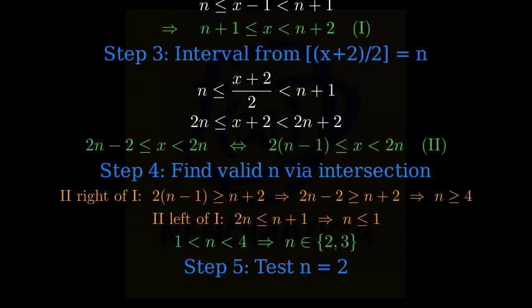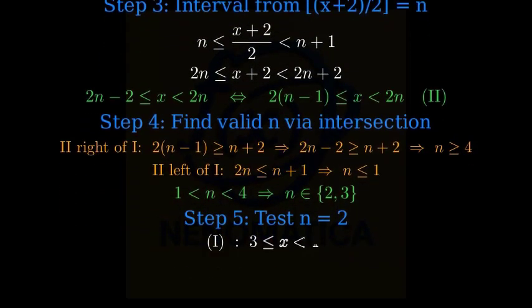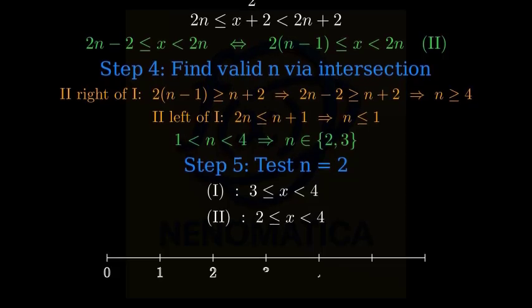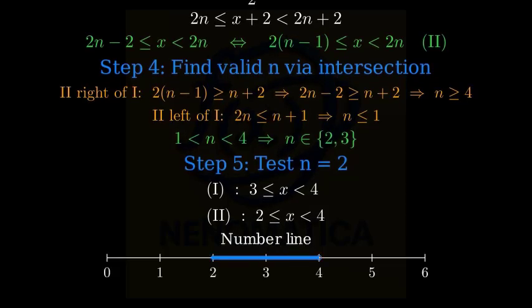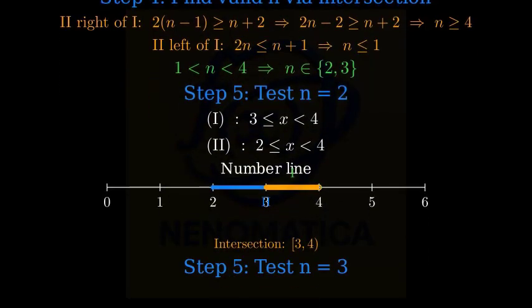Step 5. Test n equals 2. Interval 1 becomes 3 less than or equal to x, which is less than 4. Interval 2 becomes 2 less than or equal to x, which is less than 4. Their intersection is 3 less than or equal to x, which is less than 4. Let's see that on a number line. Now test n equals 3.